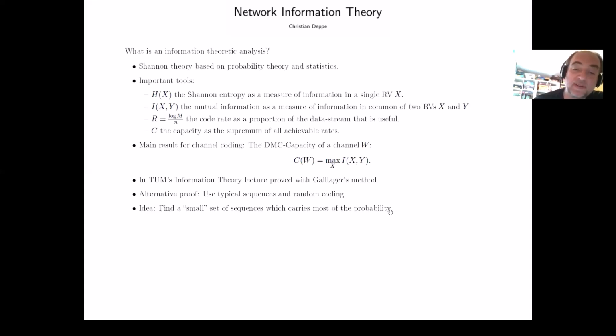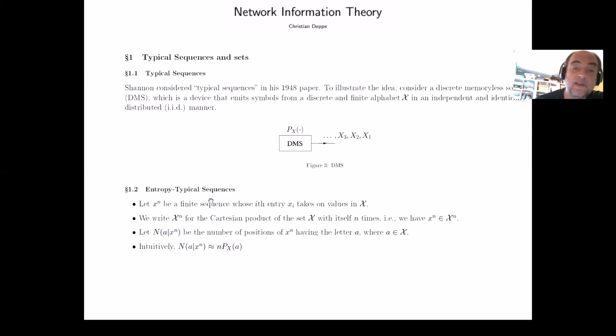We introduced this new method or new proof. It's not new, because already Shannon used this type of proof, because it can be used for many of our multi-user models. What are now typical sequences?